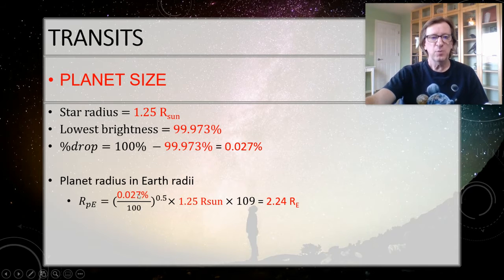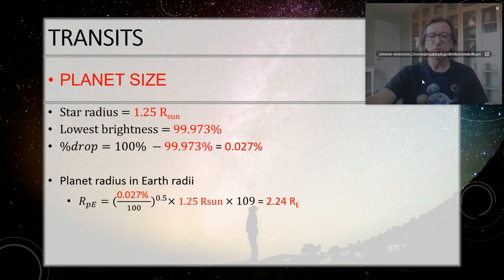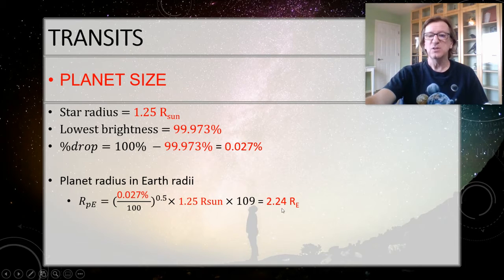Done. 0.027 divided by 100 equals, raised to the 0.5, equals, times the star radius that we were given in this case. But in your own work, you're probably going to have to figure it out yourself. This is where a spreadsheet comes in handy. So times 1.25 times 109 gives 2.24 Earth radii.